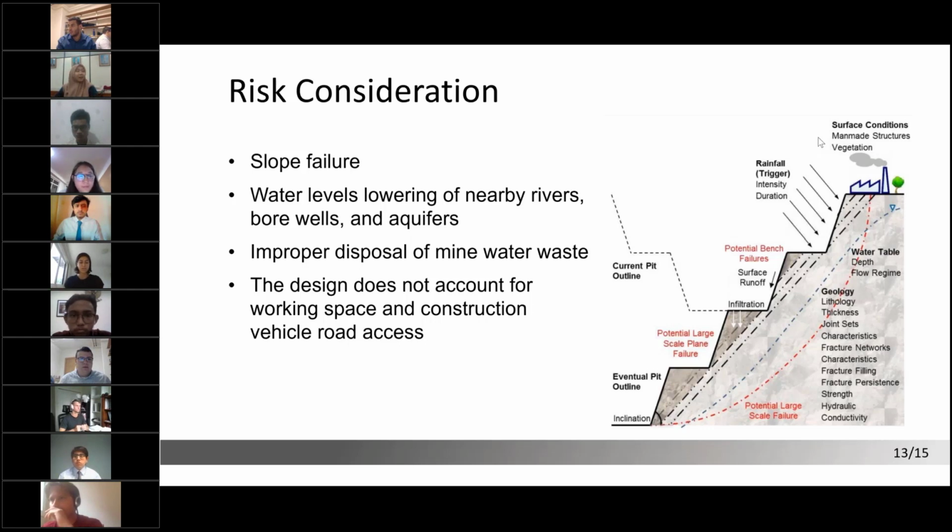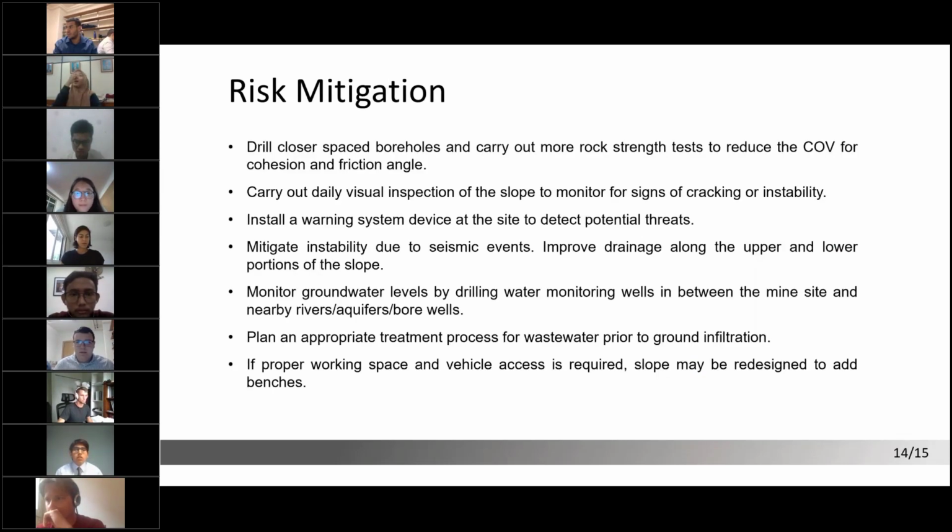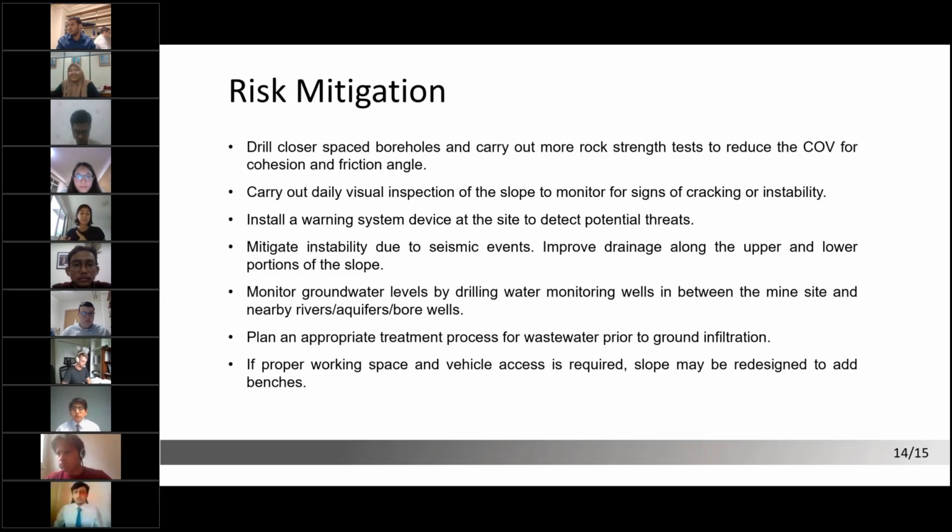In the figure over here, you can see additional factors that could affect the slope stability. To mitigate all those risks, we suggest that during the exploration phase, we should drill closer spaced boreholes and carry out more rock strength tests to reduce the COV for cohesion and friction angle. We also suggest carrying out daily visual inspections of the slope to monitor for signs of cracking or instability. We highly recommend installing laser GPS technology if it's needed. Another solution is to install a warning system device at the site to detect potential threats.